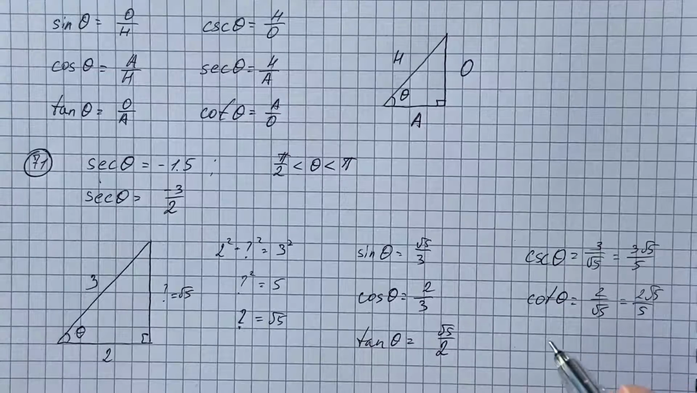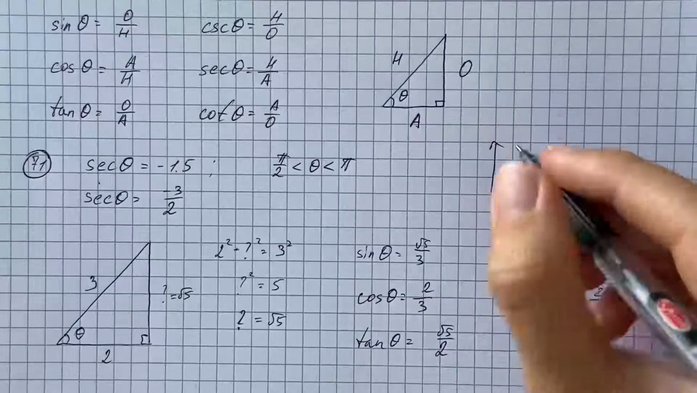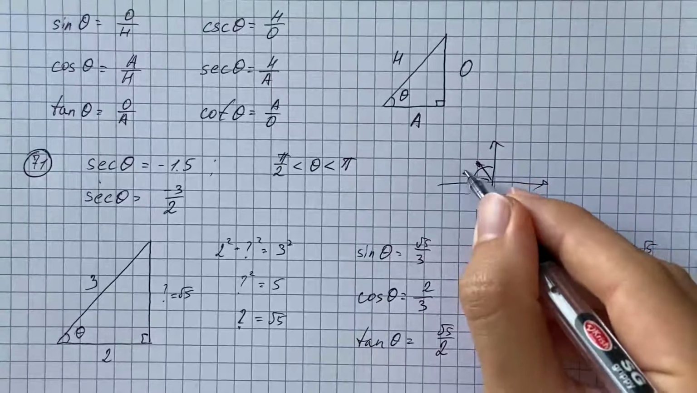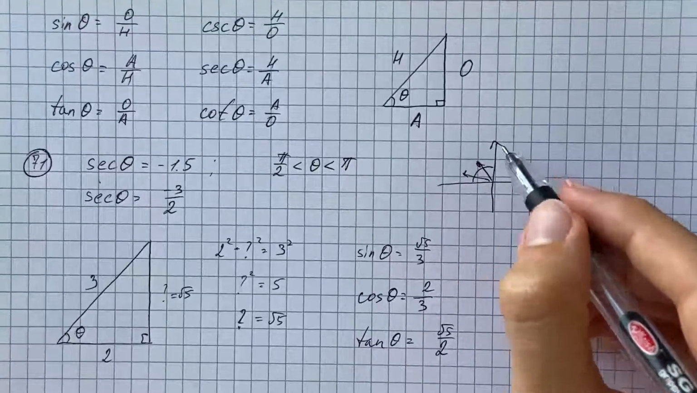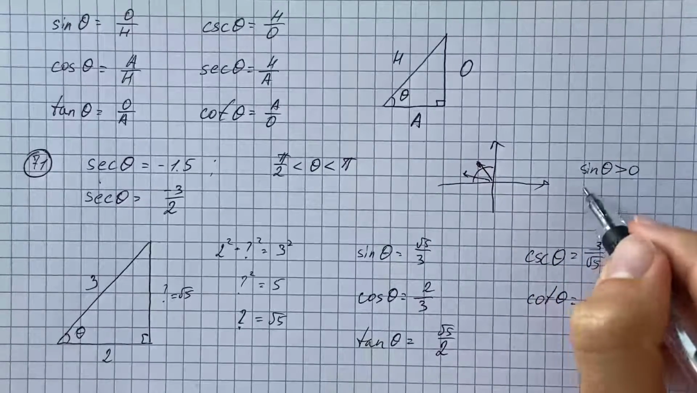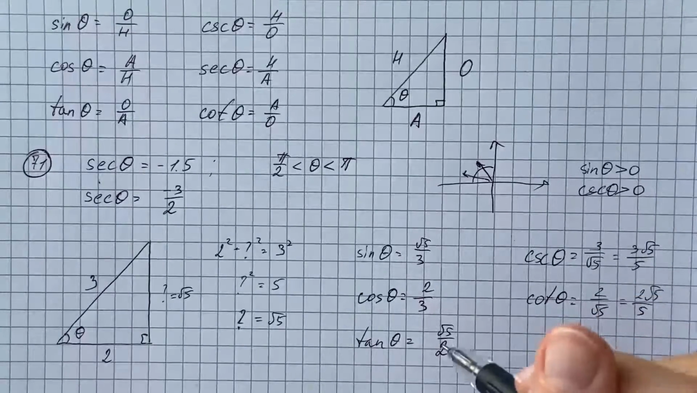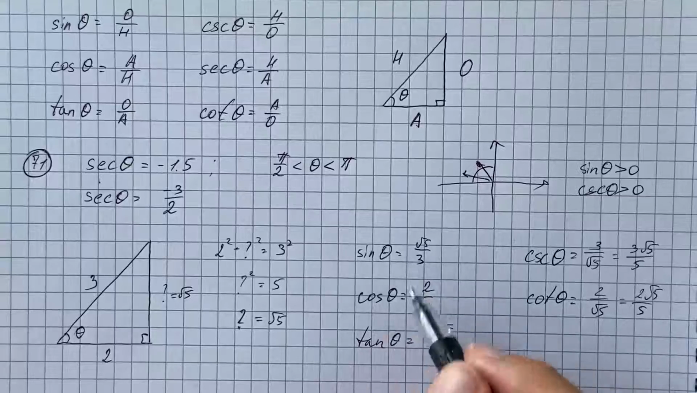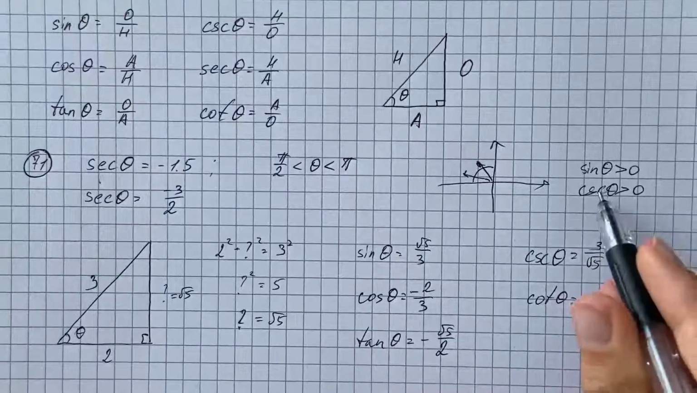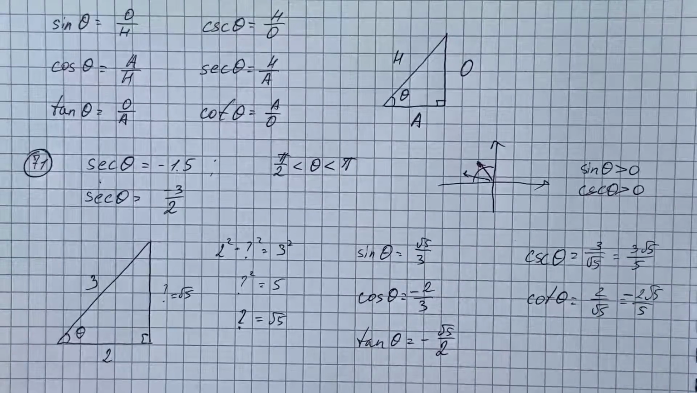So now we have that our angle is in quadrant 2, so it's here, and we have that the y coordinate is positive, so that means that only sine of theta is going to be positive, and likewise cosecant of theta is going to be positive. And all the other functions are going to be negative. That means that sine is positive, cosine is negative, tangent is negative, cosecant is also positive, and cotangent is negative. That's going to be our answers.